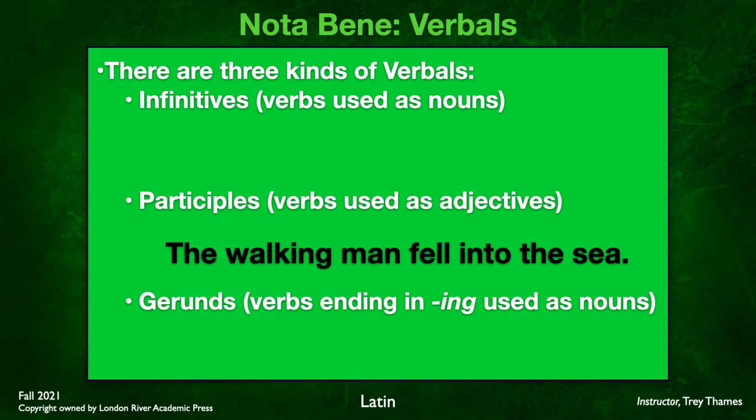Well, here's an example of an English participle, a verb being used as an adjective. The walking man fell into the sea. Here we have the word man is our subject. Fell is our verb. Into the sea, of course, is a prepositional phrase. And the word walking, like I am walking, that's a verb, but here it's not being used as the verb. The verb is fell. Here this is the word walking being used as an adjective to modify the word man. Which man fell into the sea? The one who was walking. The walking man fell into the sea.